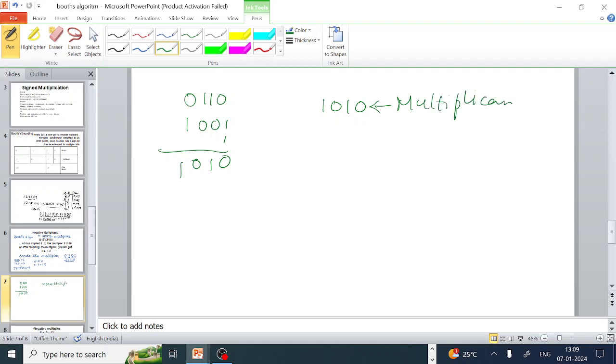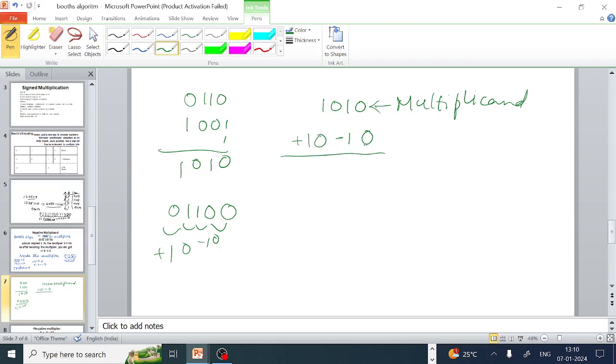Multiplicand and multiplier. Recoded bits. How did we recode? We recoded 6 and I added an implied 0. So I got 0. For this I got minus 1. For this I got 0. For this I got plus 1. So my recoded bits are 0, minus 1, 0 and a plus 1.